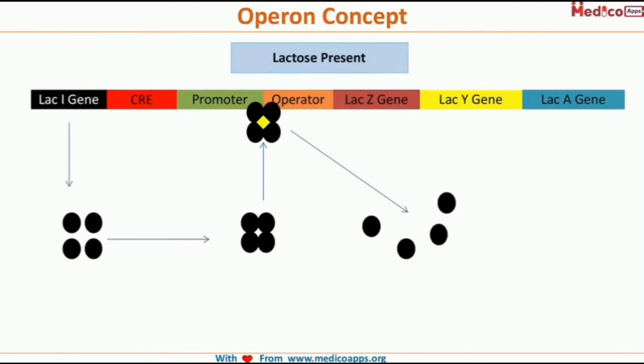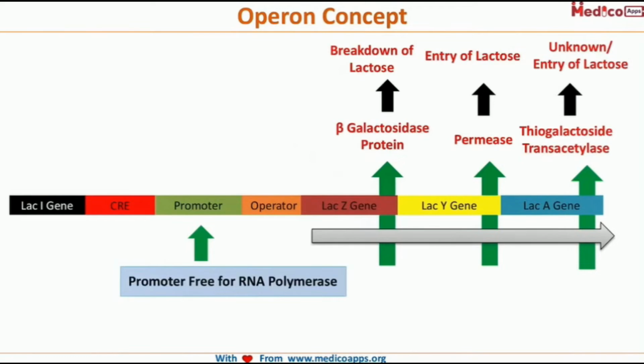So this is what happens in the normal circumstances when lactose is not there in the system. Now imagine a situation when lactose comes. Lactose will bind to this inhibitor and displace it from the promoter sequence. So when the lactose comes, it will bind with those inhibitors and displace them from the promoter sequence.